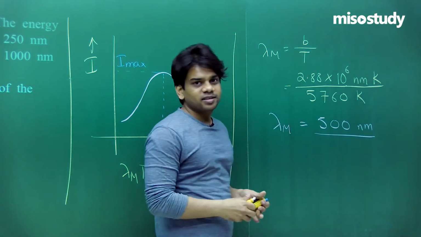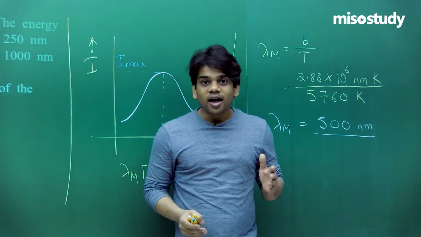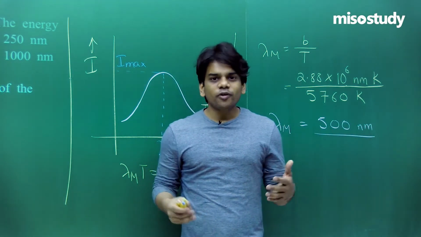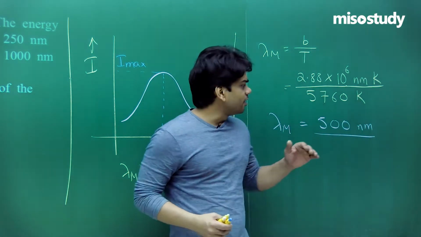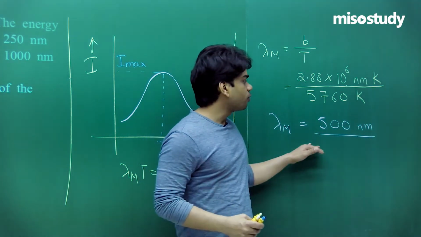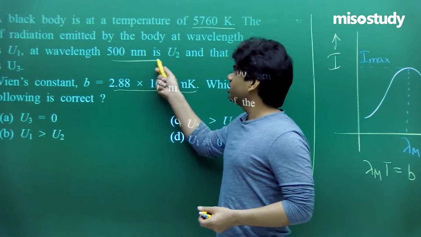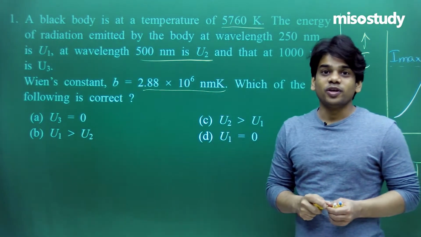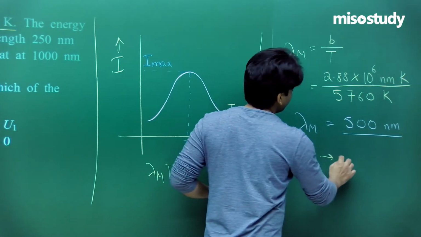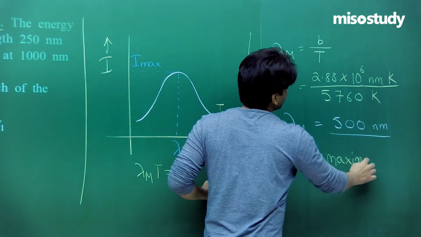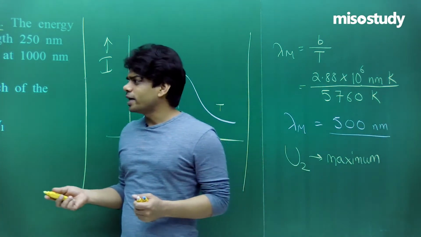What does this depict? This indicates that 500 nanometer is the particular value of lambda at which the intensity will be maximum. Now if intensity is maximum, we can directly connect it with the energy, that is, energy will be maximum in the case of 500 nanometer lambda. For 500 nanometer the energy emitted is U2, so U2 will be maximum. The maximum energy will be in the case of 500 nanometer lambda. So U2 is maximum, so now let us compare.